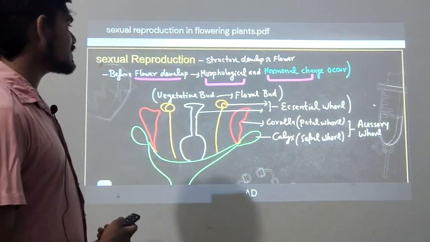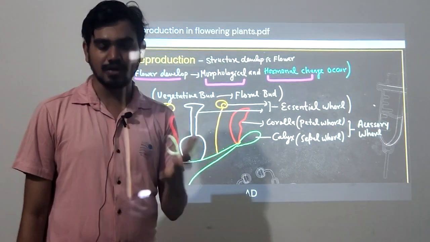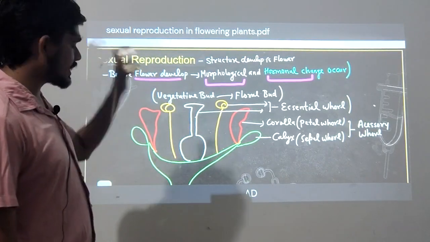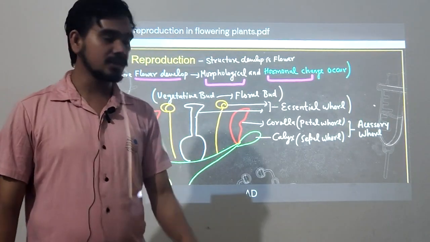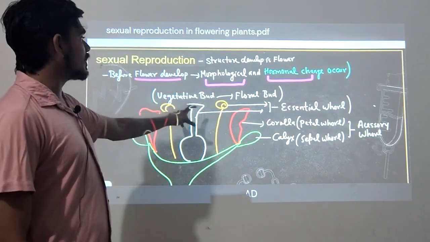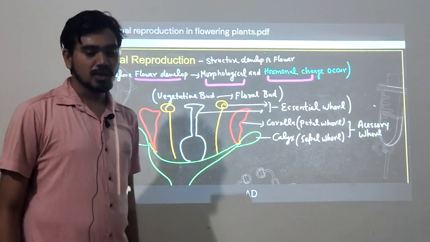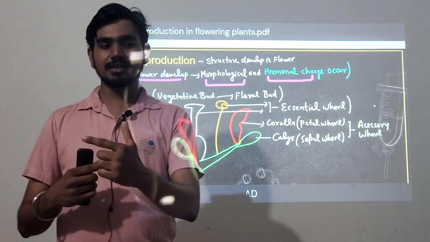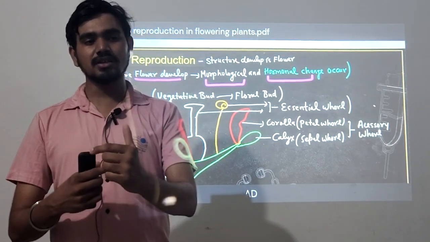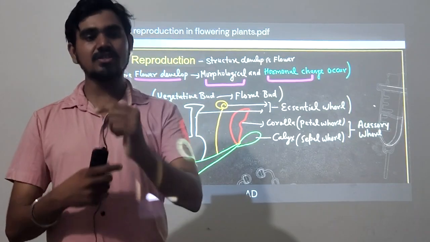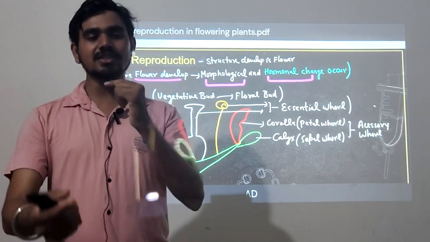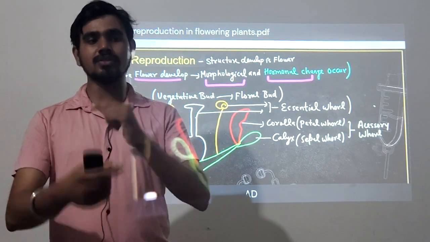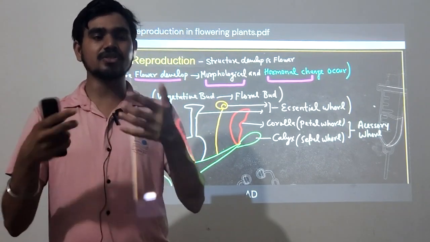So what is sexual reproduction? The structure developed is the flower. The structure that is developed in the flower, that is sexual reproduction. So sexual reproduction takes place in the flowers. Before the flower develops, morphological and hormonal changes occur. So in any flower, if sexual reproduction is to take place, before that there will be some changes in physiology, some changes in morphology, and some changes at the hormonal level. And because of those hormonal and physiological changes, the morphology is changed.